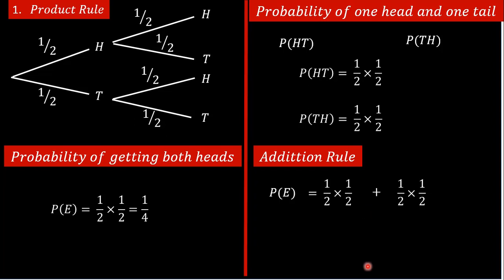Now, by applying simple algebraic rules, you can simplify them. 1 by 2 into 1 by 2 will give you 1 by 4, and 1 by 2 into 1 by 2 will give you 1 by 4. Now you can add them. We get 4 as an LCM. 1 plus 1 will give you 2. If you simplify it into the simplest form, you will get 1 over 2.